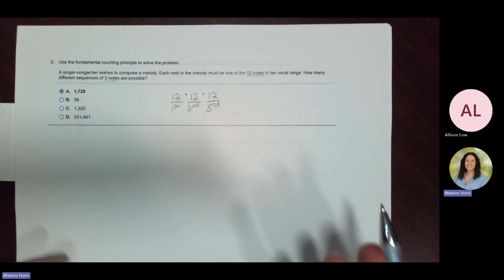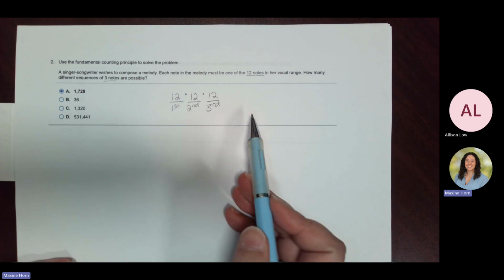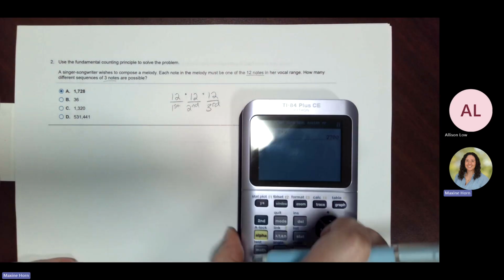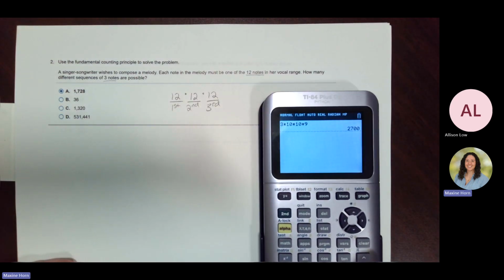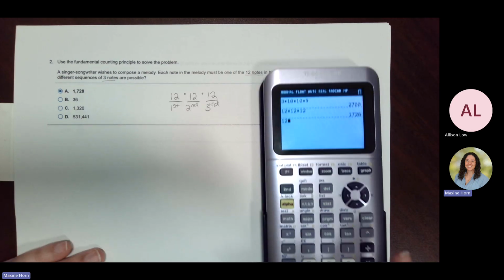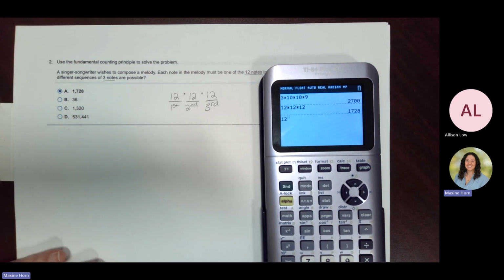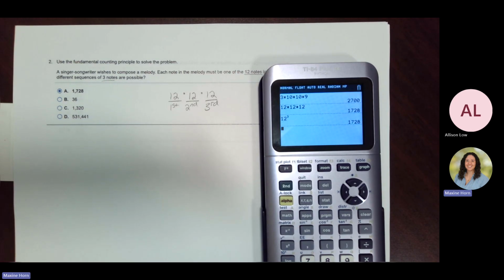That's fine, because they didn't give us any restrictions on what can be used for the first, second, or the third note. So there's a couple different ways to plug this into the calculator. We can literally just do 12 times 12 times 12, right? Or we could say 12, and then we could use this button right here, this little caret symbol, to say to the power of 3, because 12 is being multiplied by itself a total of 3 times. So that means it's being cubed. So that's another way that you can plug that into the calculator.